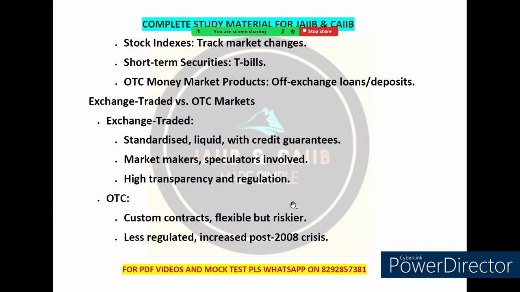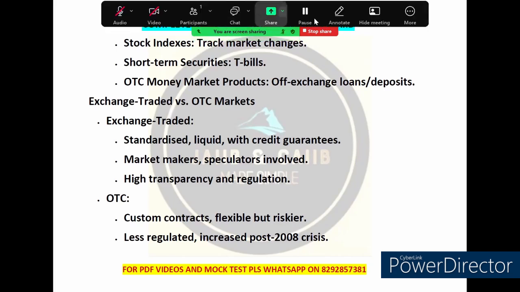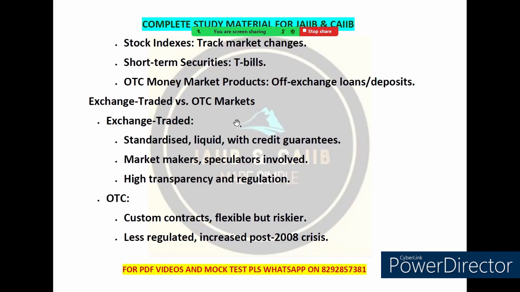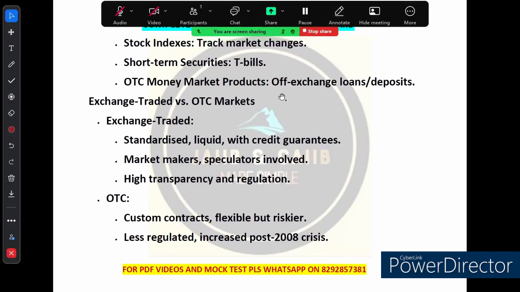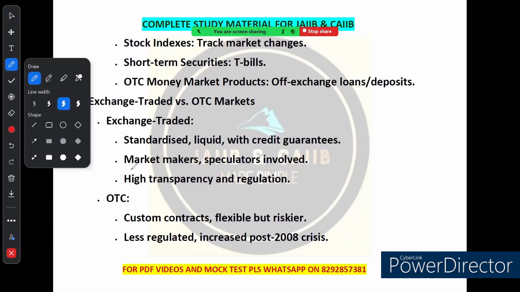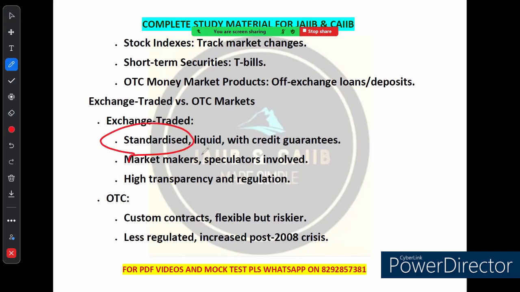Now when it comes to trading derivatives, there are two main types of market. The first is called the exchange traded market. You can think of the exchange traded market like a public market. Everything here is standardized and highly regulated with lots of transparency. They are safer, and you even have market makers to ensure there is always someone to trade with. So they are highly transparent and regulated.